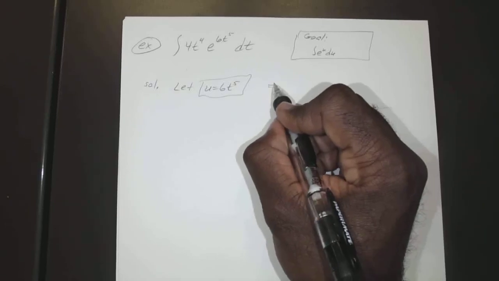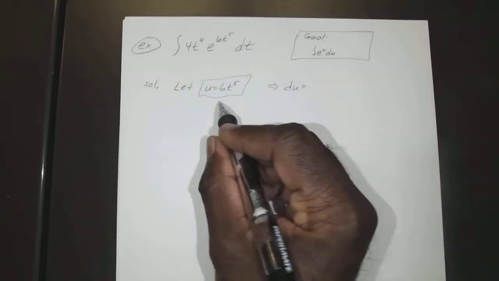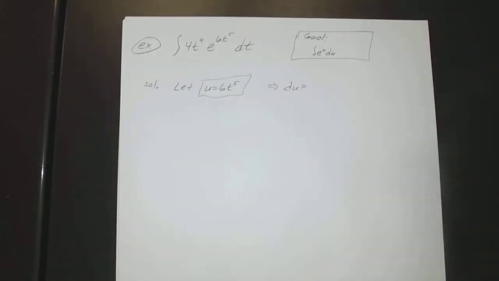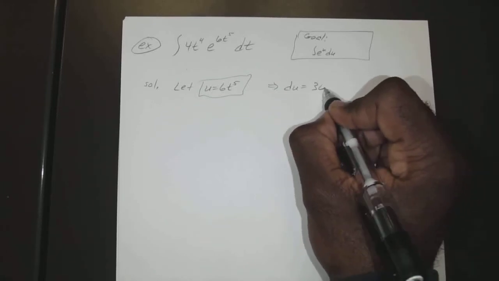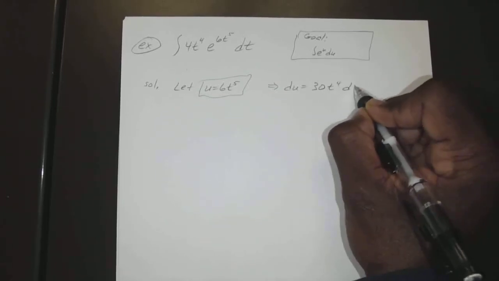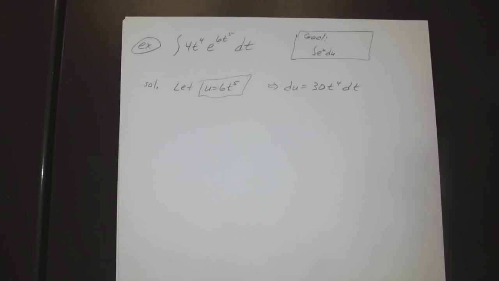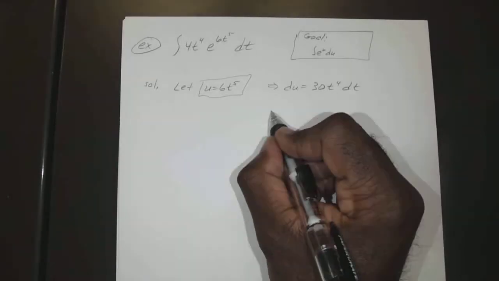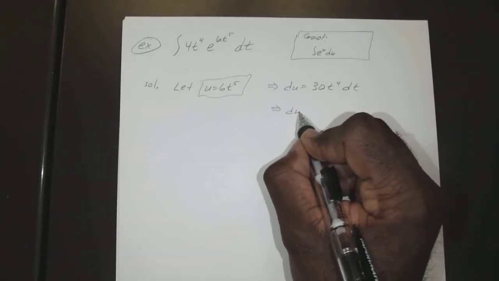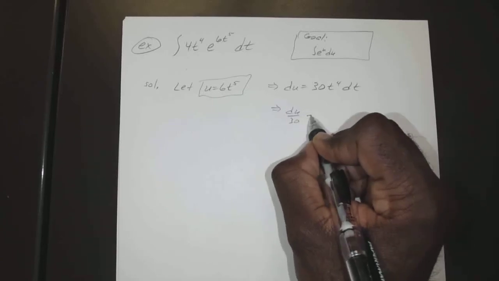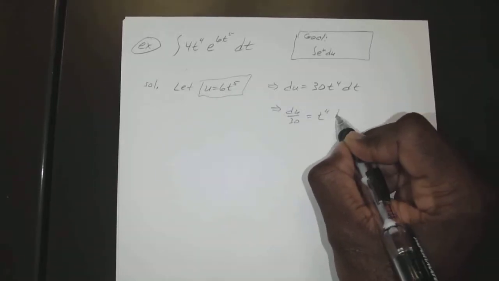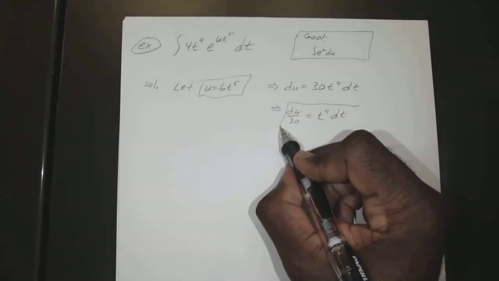Which means our du is going to equal 30t to the 4th with respect to t. Divide both sides by 30. You have du over 30 equals t to the 4th with respect to t.